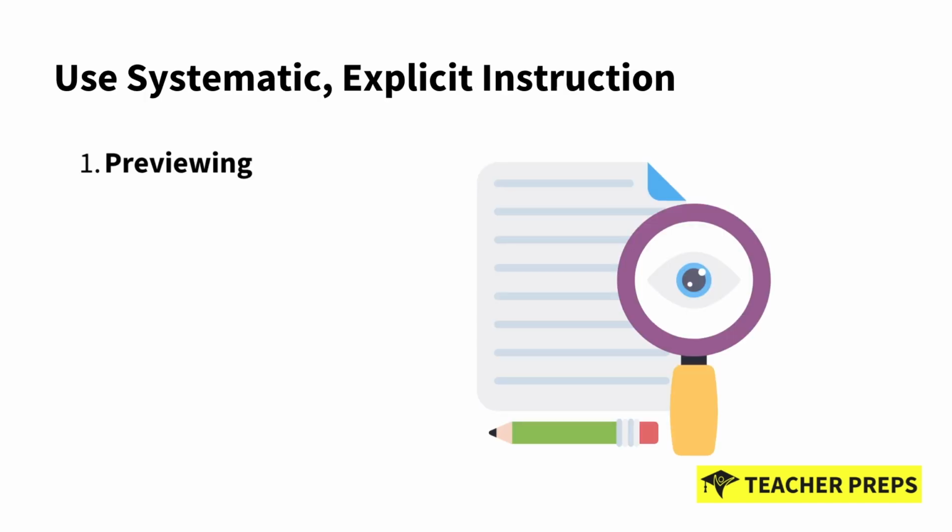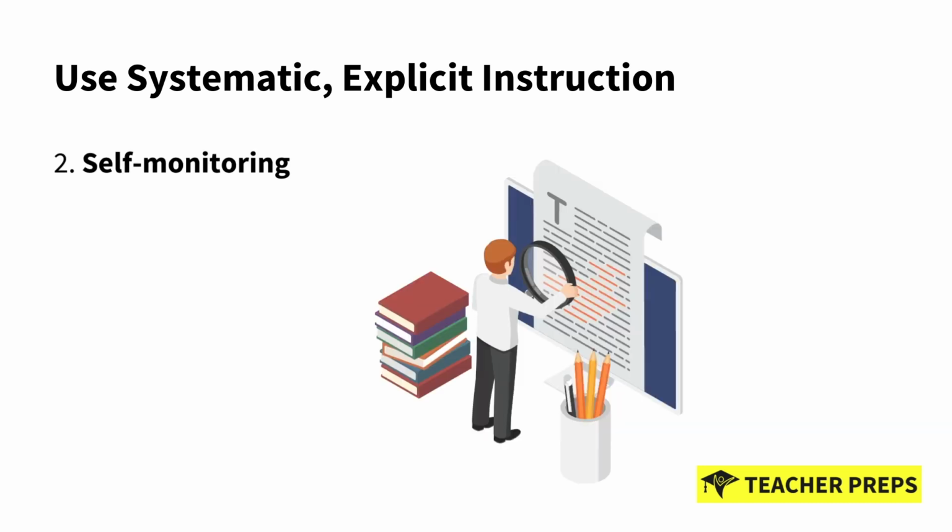Start with previewing. Familiarize students with the content before reading to enhance comprehension by showing students a book cover or a title and also help them make predictions. Great. Now let's move on to self-monitoring to help students become aware of their understanding and recognize any parts of the story that may feel confusing to them.